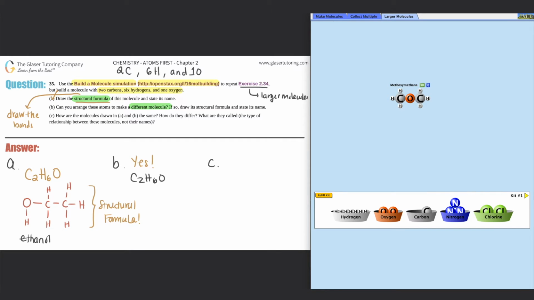So I have carbon, that's single bound to oxygen, that's single bound to carbon, that now has the hydrogens like this. Oh, sorry, this should be a carbon. There we go. And then the 6 down here. And this would be its structural formula. It's the one that has the bonds laid out for you. And the name for this is methoxymethane.